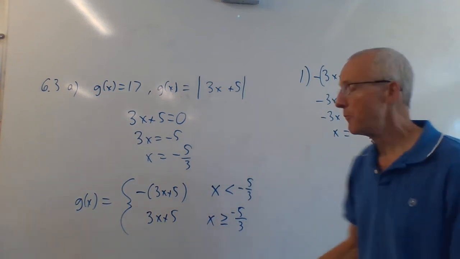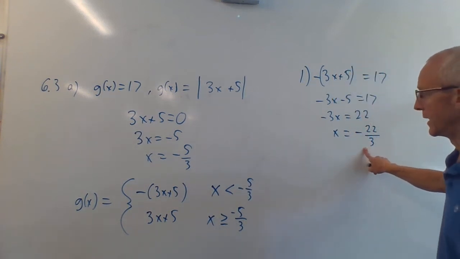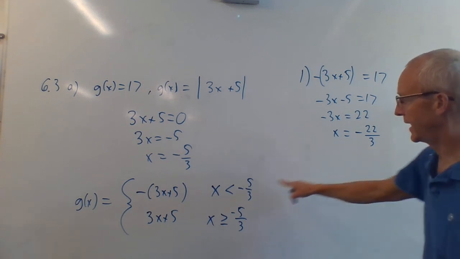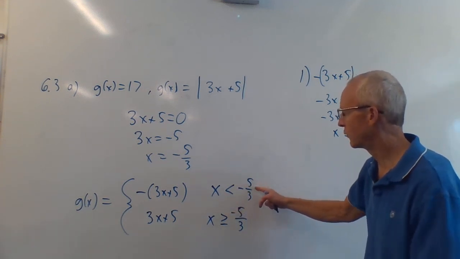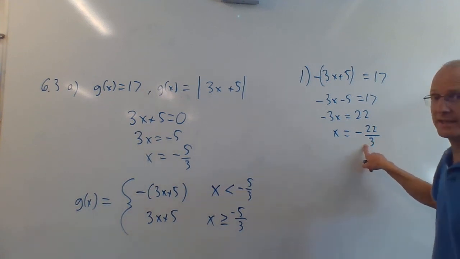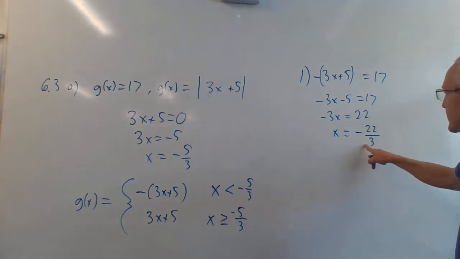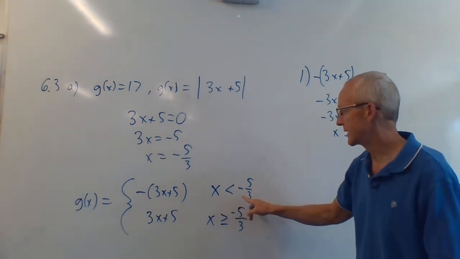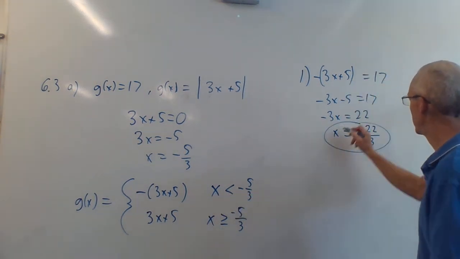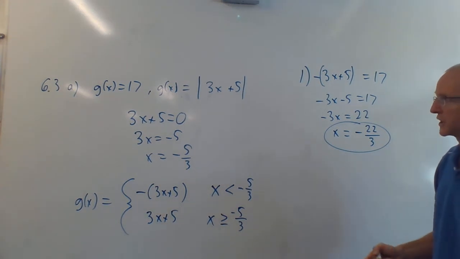It's equal to 17. But is this in the right domain? This is for x less than negative 5/3, less than negative 1 2/3. This is definitely less than negative 1. This is like negative 7 1/3. It's definitely less than negative 5/3. So that's an answer. That is one solution where g of x is 17.